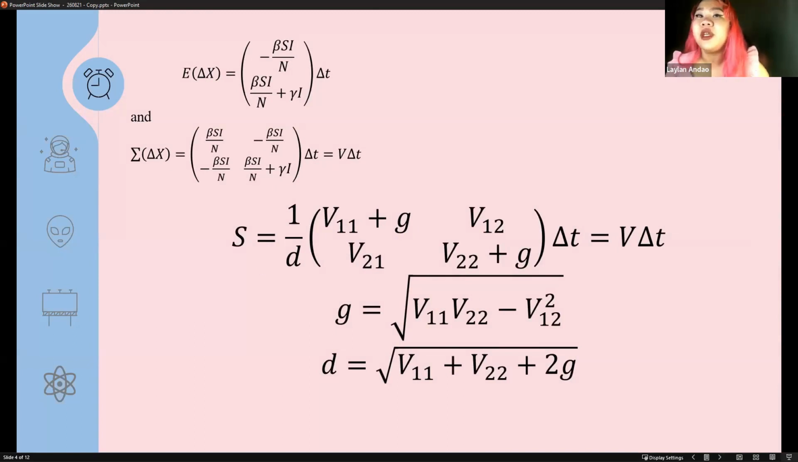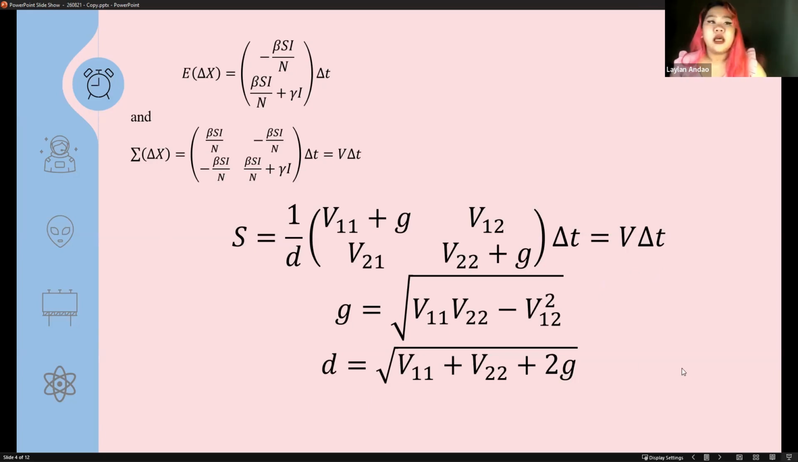2x2 matrix V, where S squared is equal to V. S is equal to 1 over D times this matrix here, times delta t, or the V delta t, where V sub 21 is equal to V sub 12. And G is the square root of the determinant of the matrix V, and D here is the square root of the sum of the entries along the diagonal.